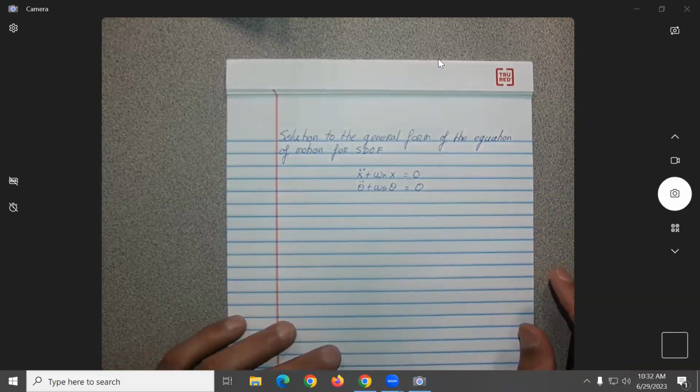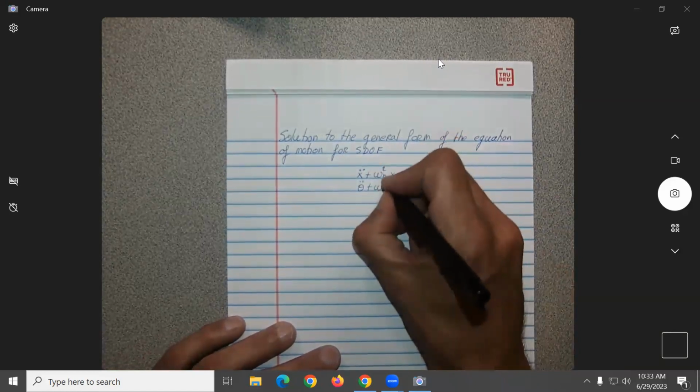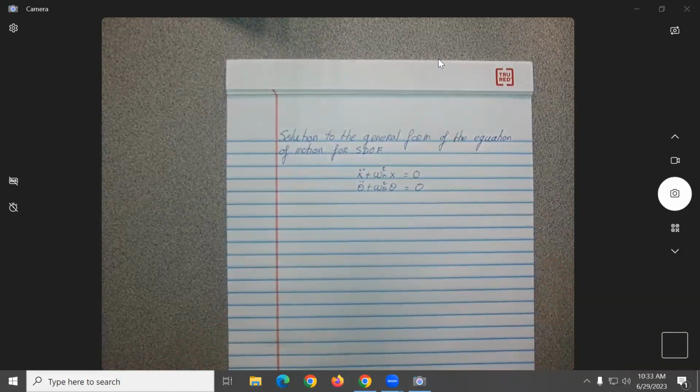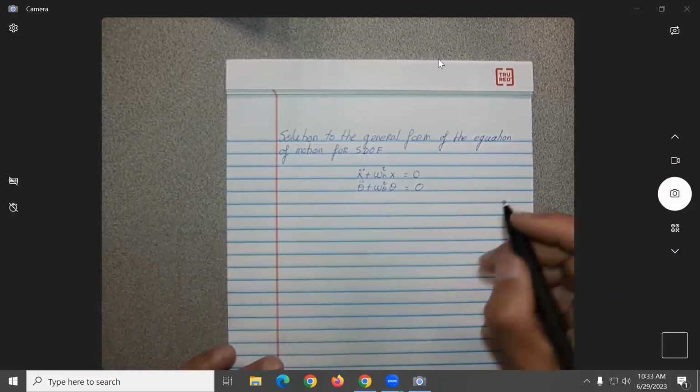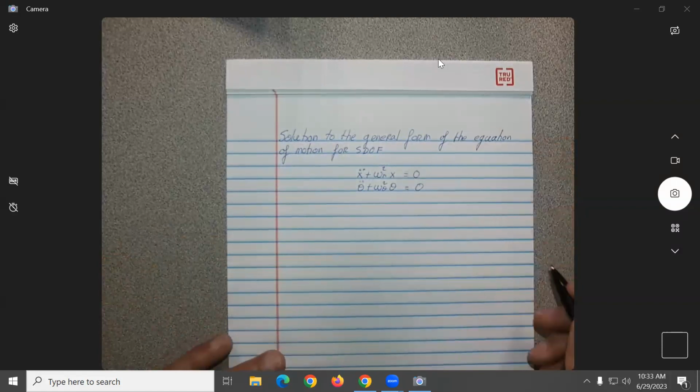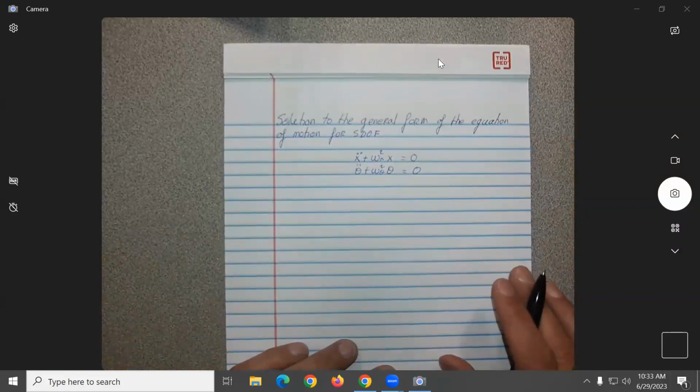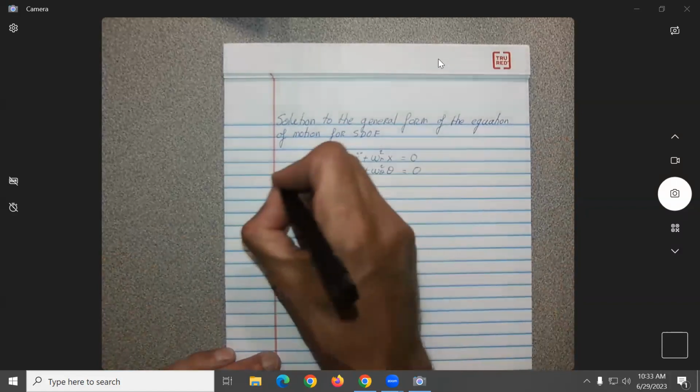Is it omega? Yes, omega n squared times x, correct. I keep forgetting that today. Okay, so this equation is for undamped, okay, so it doesn't matter. This is not damped.